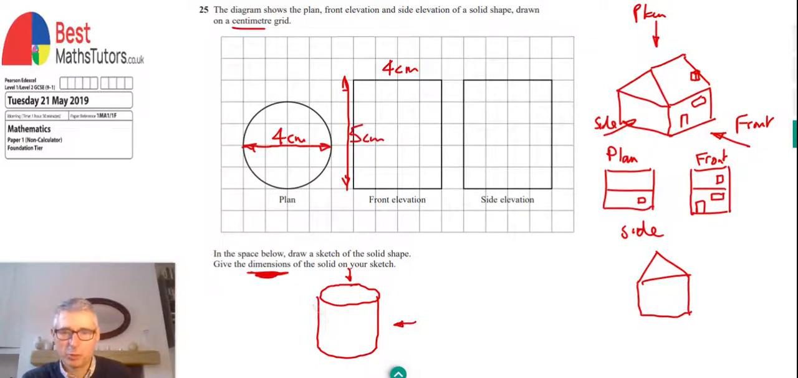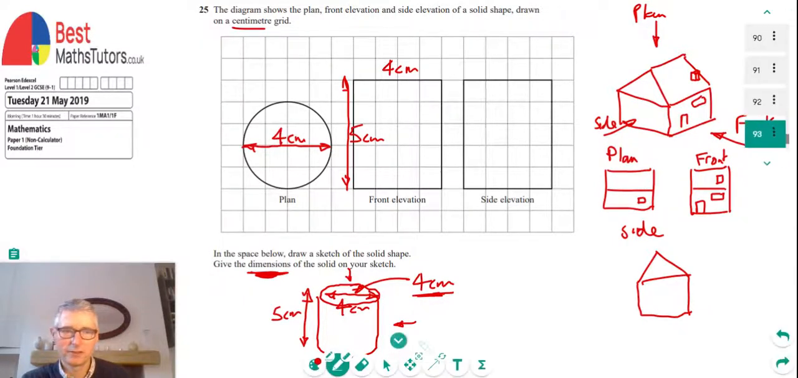So we need to put these onto our diagram. That's 5 centimetres, and it's got a diameter, so that distance going across the circle there, of 4 centimetres. Put a little arrow there so we can see a bit more clearly. So that's 4 centimetres. So that's that one completed, question 25.